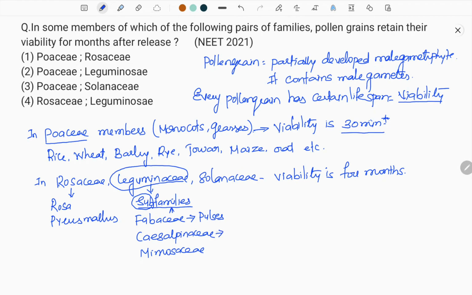Caesalpinaceae, the best example that you know, is Tamarindus. Everyone knows tamarind, and gulmohar, that is an ornamental plant. It is planted in social forestry, urban forestry, on either side of the roads and footpaths. It has beautiful red and yellow flowers. Very popular example. And Mimosae, you know, touch me not, that is called Mimosa pudica. When you touch it, the leaves get closed. That is Mimosa pudica, also an example of Mimosae.